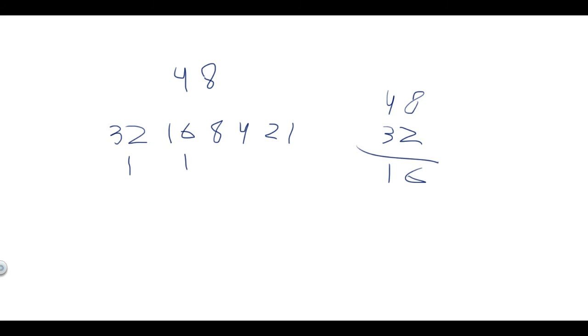And then does 8 go into 0, since we subtracted 16 from that? No, it doesn't. Because nothing else goes into 0. So the number for 48 in binary is 110000.